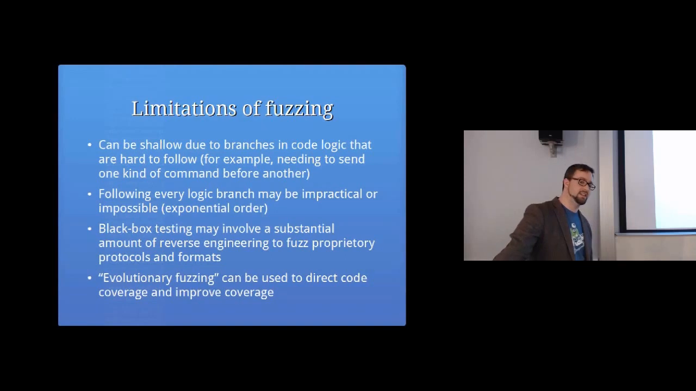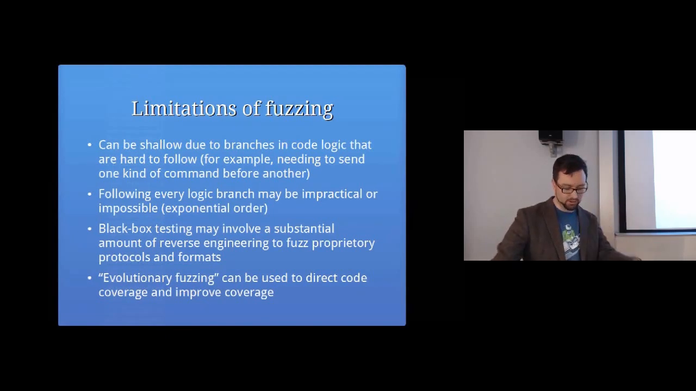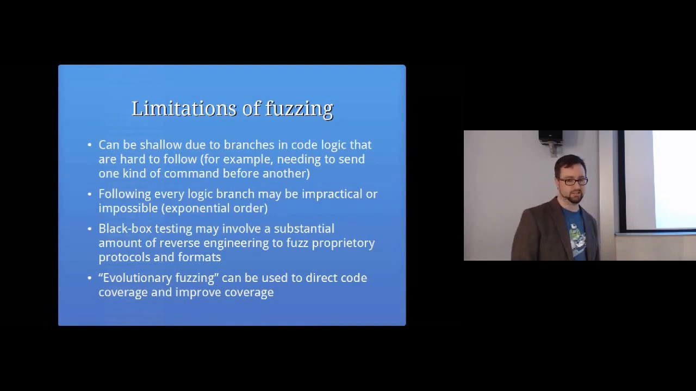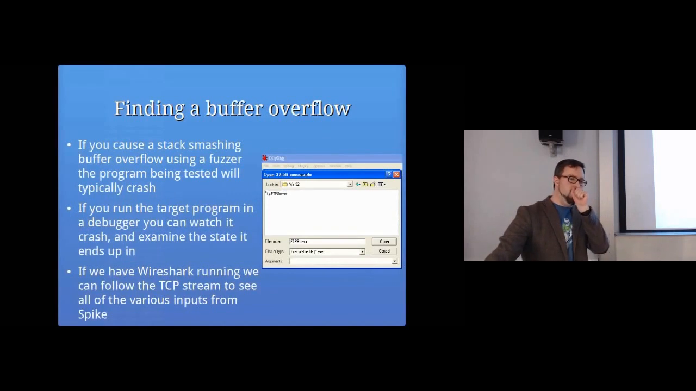You can use something known as evolutionary fuzzing to make sure that the fuzz testing tries to follow the different branches in the source code and focus on things that are likely to cause problems. But that's outside the scope of what we're doing.